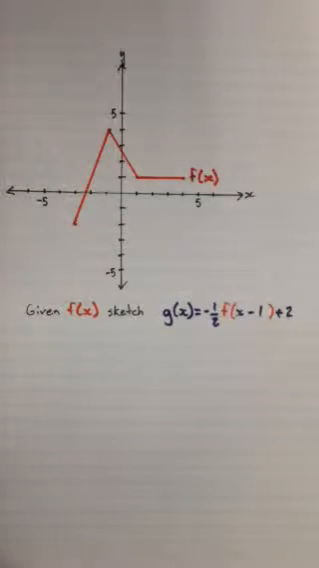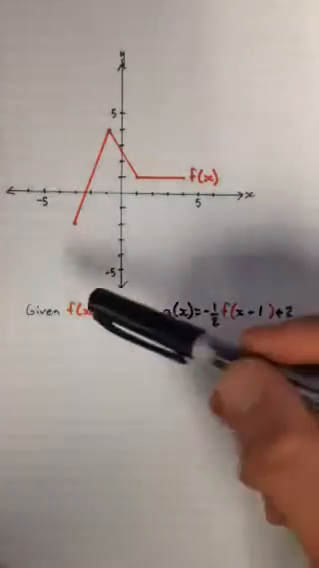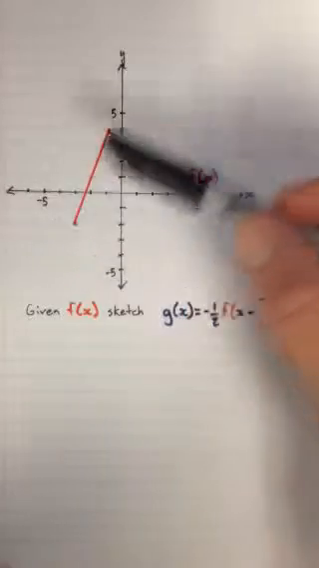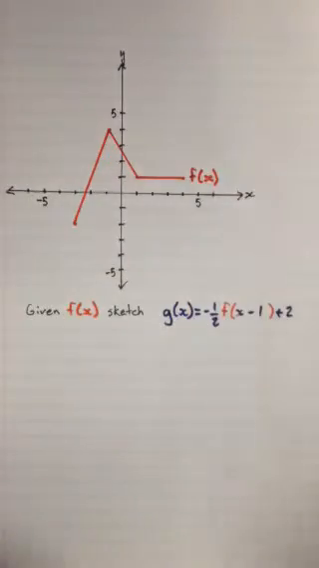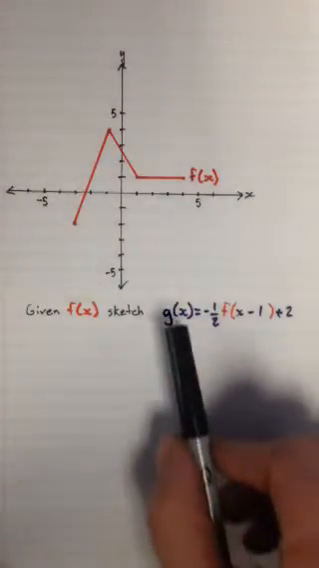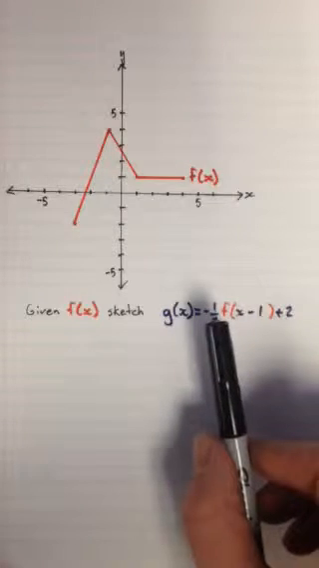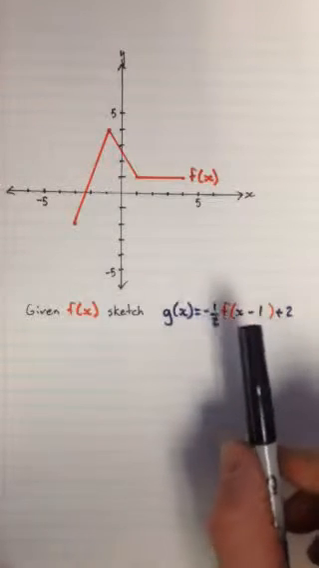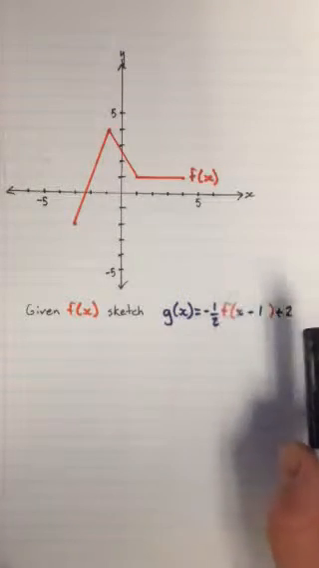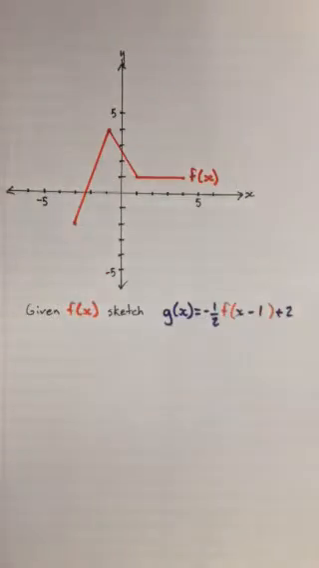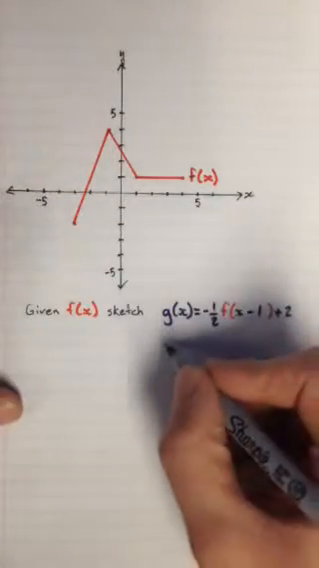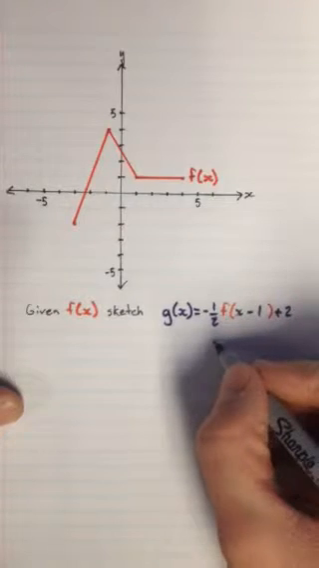This video will demonstrate how to properly sketch a graph using transformations. Suppose we're given a function f of x. That's the red function here. And we're asked to sketch g of x, which has parameters -1/2, +1, and +2. Recall our base function always looks like this.